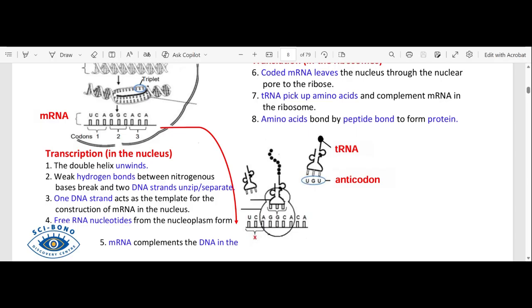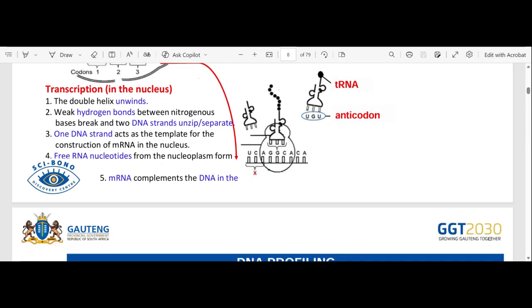Now the third point, this is the important point. You shouldn't confuse transcription and DNA replication. In transcription, one DNA strand acts as a template for the construction of mRNA in the nucleus, whereas DNA replication says each DNA strand acts as a template. So there's a difference between the two. I hope that makes sense.